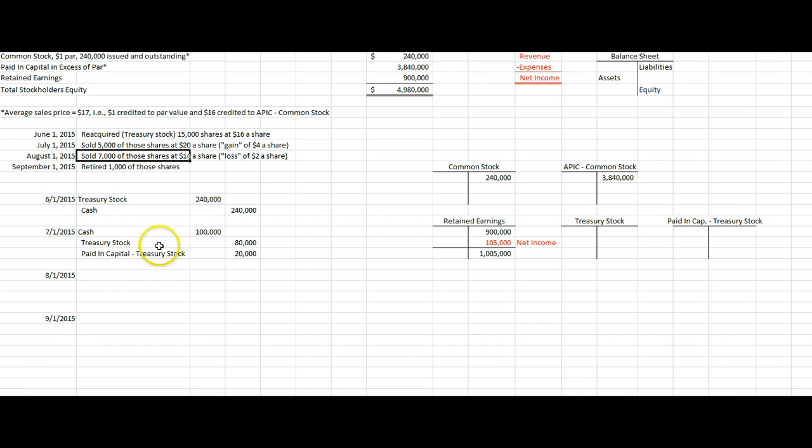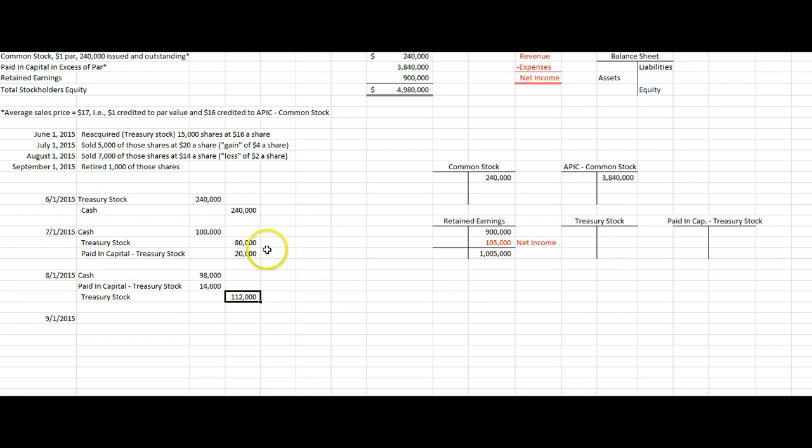Let's sell some more treasury stock, but this time let's sell it at a loss, in quotes. So we're selling 7,000 shares at $14 a share. 7,000 times 14 is $98,000 we're receiving in cash. Those 7,000 shares are in our inventory, if you will, at $16 a share. 7,000 shares times $16 a share means we're taking them off our books at $112,000. That's a loss of $14,000 or $2 per share.